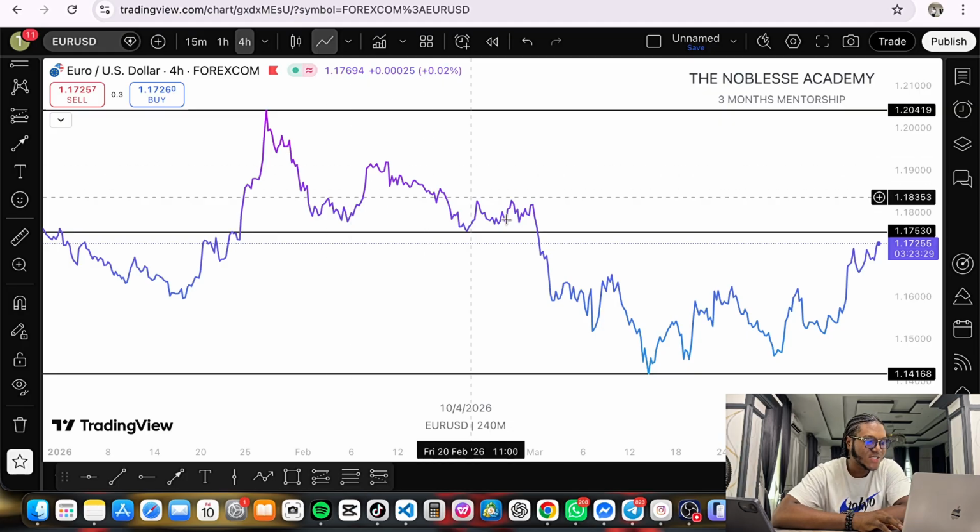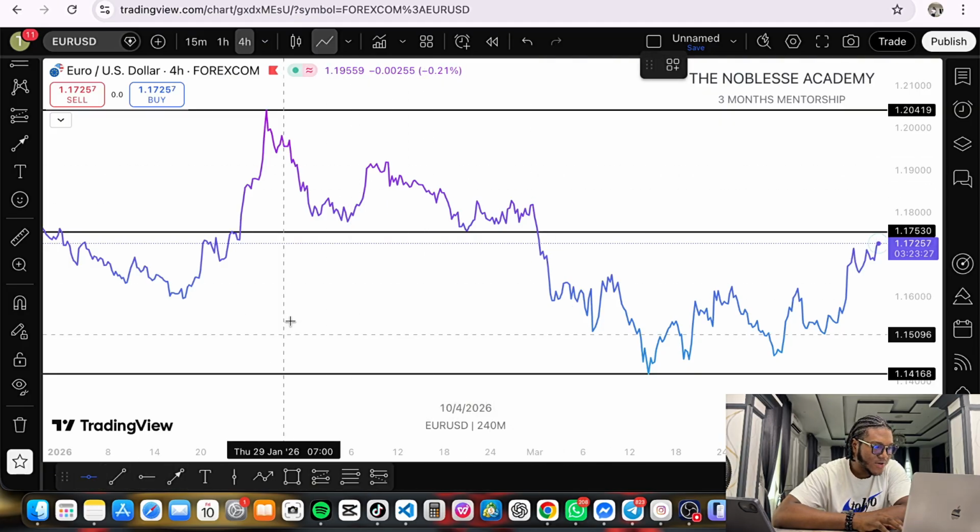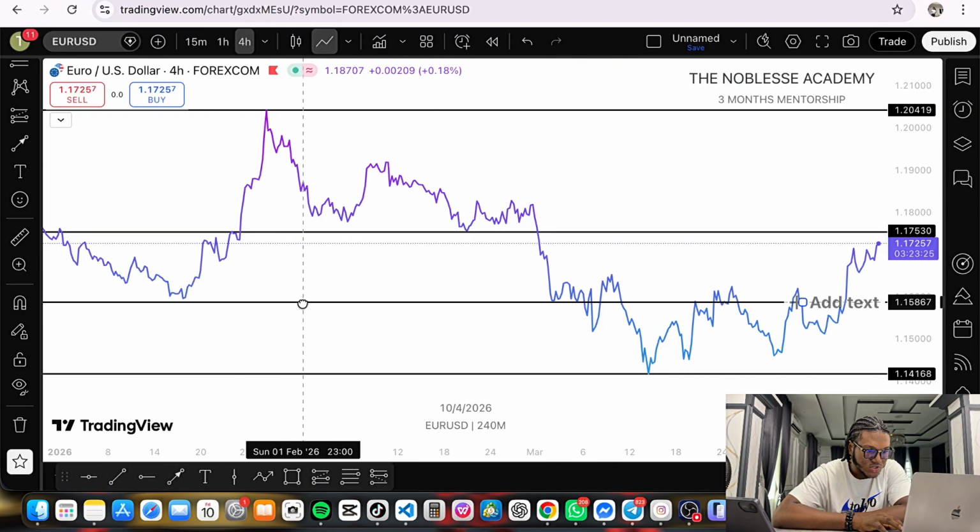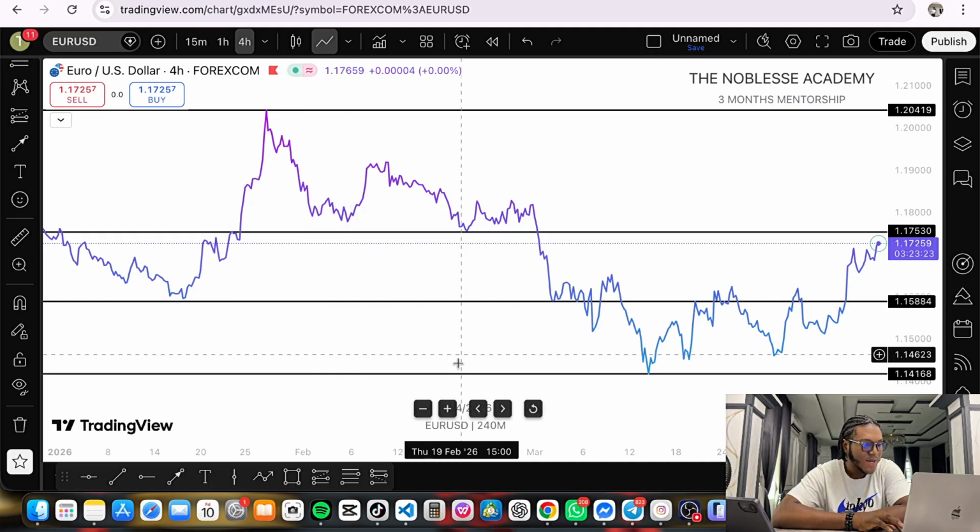So you go back to line chart. So the second level I can mark, you can actually use your eye to look for these levels. Just scroll. This is the second level I'll mark. Now, why did I choose this level?